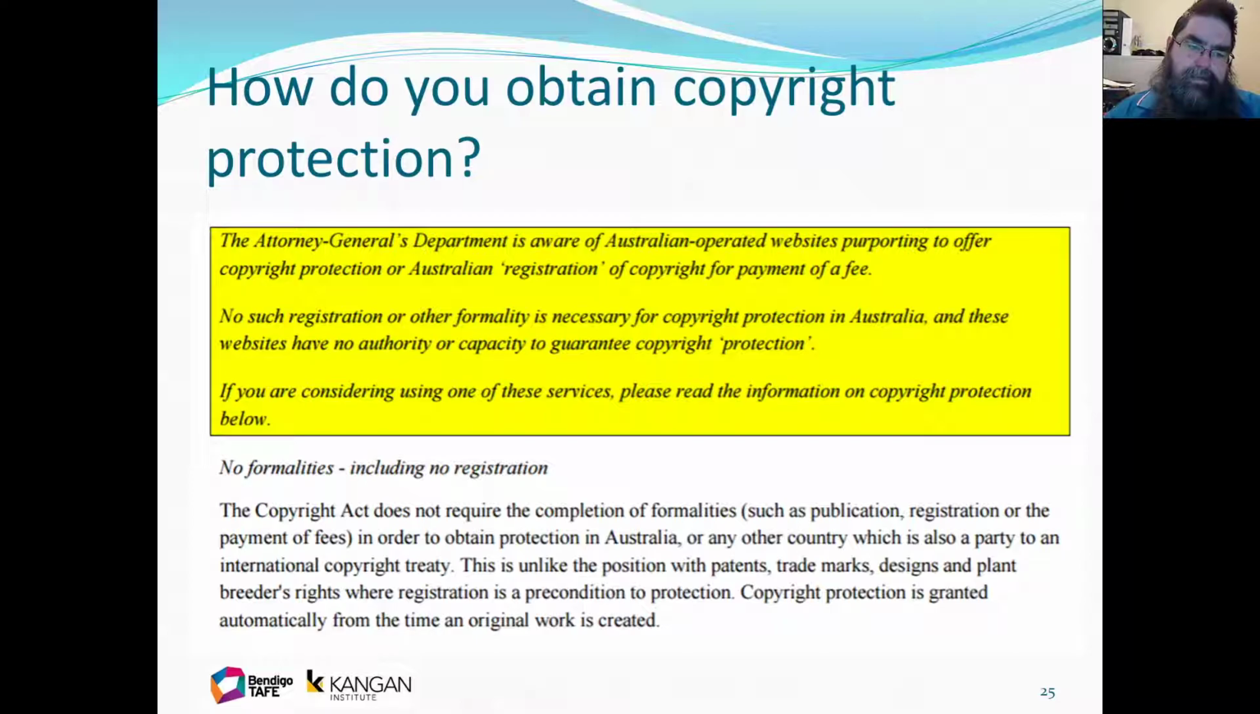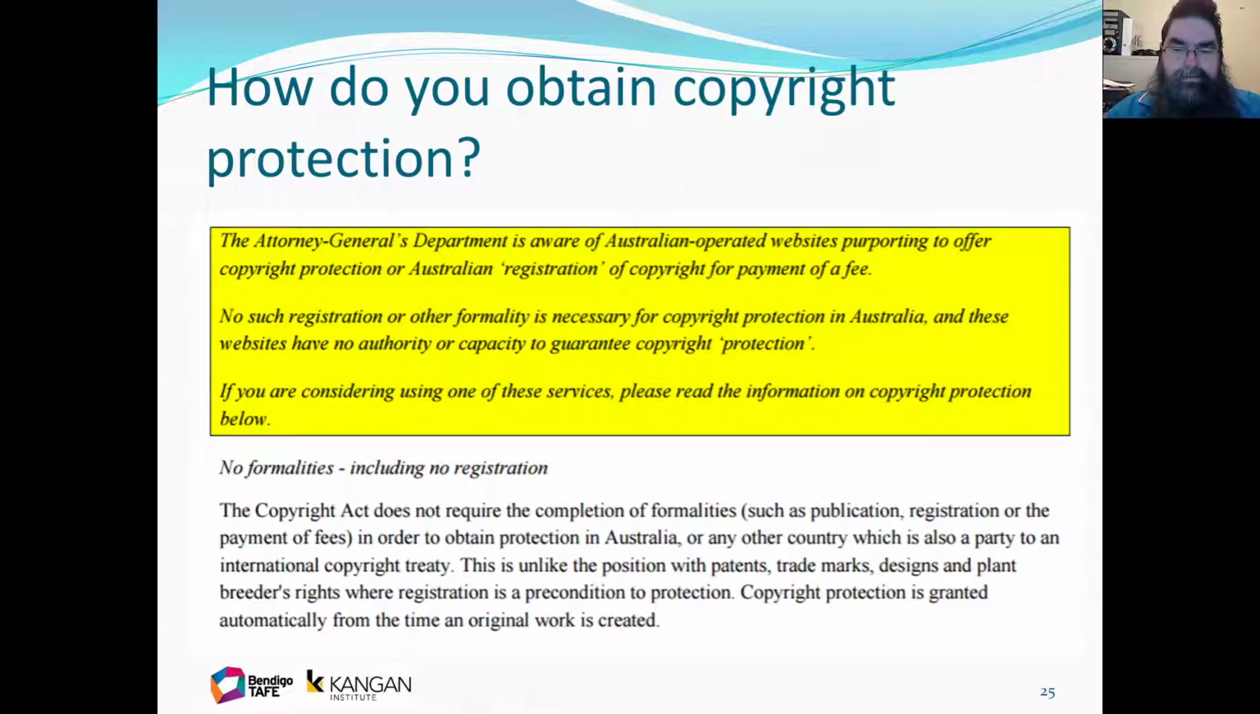Now, copyright protection, as I said early on, is automatically granted. So one of the scams that's gone around over the years is a letter demanding a registration fee for copyright protection, and it is just that, it's a scam. So it is applied straight as copyright, straight away as you've created the item.